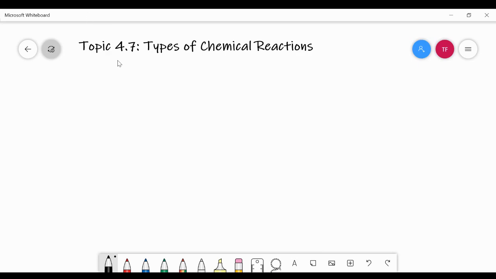And the three types of reactions they're going to look at are redox reactions, which we'll talk about in just a second, acid-base reactions, and the third type is precipitation reactions. So these are the three categories that they're going to talk about.